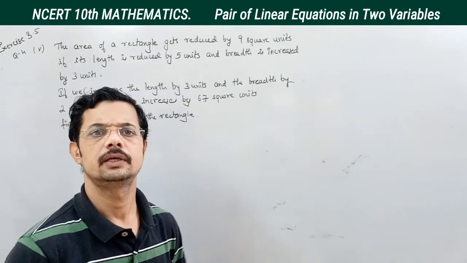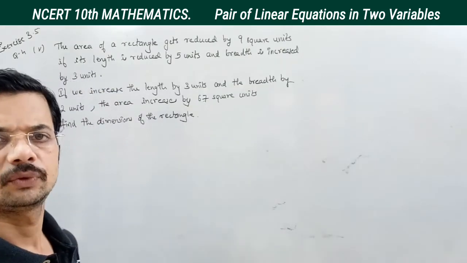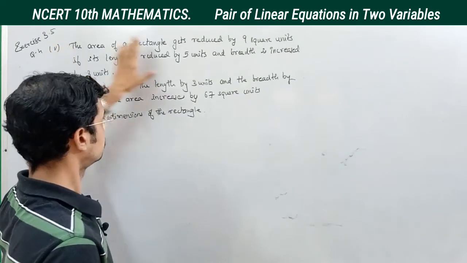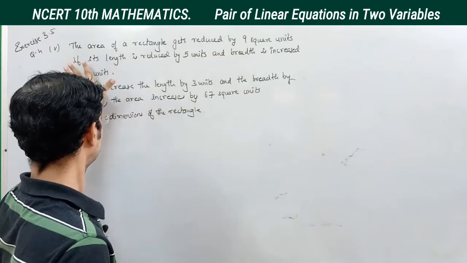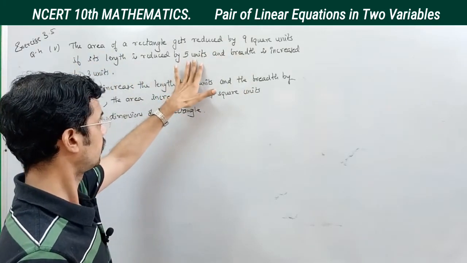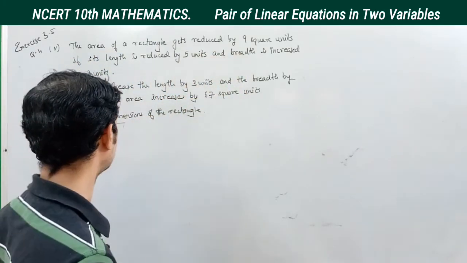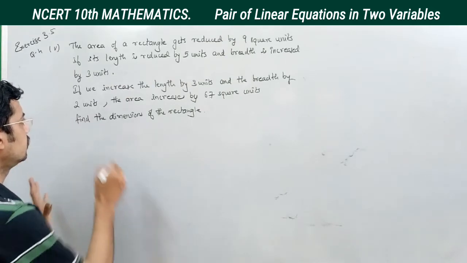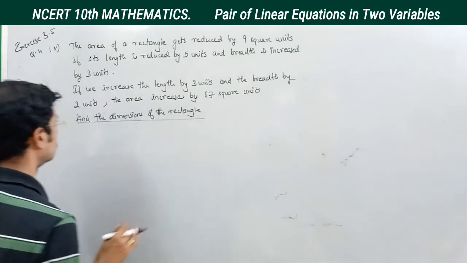Okay students, let us start the next problem. The next problem is very simple. Let us see. The area of a rectangle gets reduced by 9 square units if its length is reduced by 5 units and breadth is increased by 3 units. Okay, so we need to find the dimensions of the rectangle.